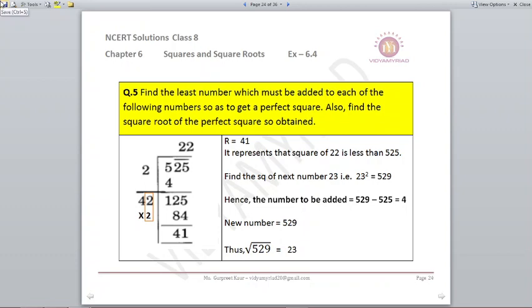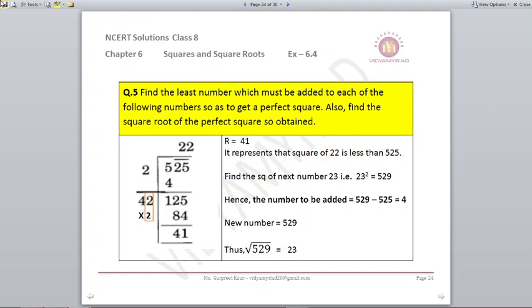Now the pair is 25 and 5 is alone. So 2 2s are 4 and 2 plus 2 is 4. It gives me 5 minus 4, 125. I will do 42 into 2 gives me 84. Remainder comes as 41. Now I want to add. That means 525 is a number. I want to add something in 525 so that I get the perfect square of a number.